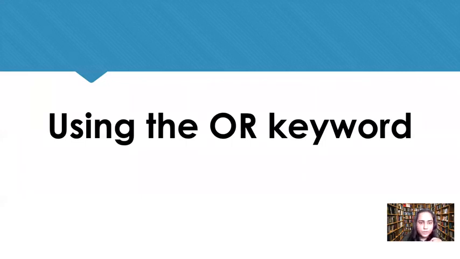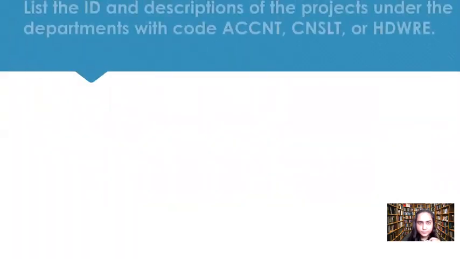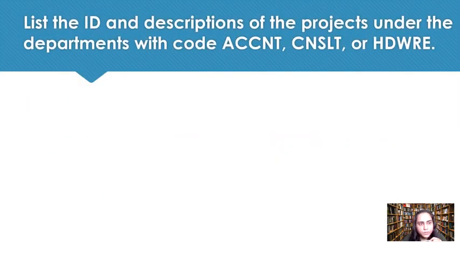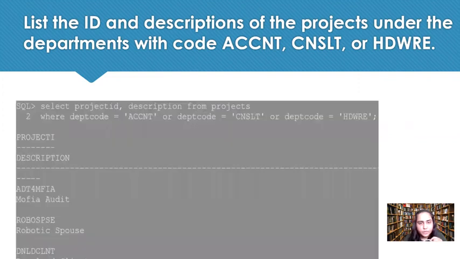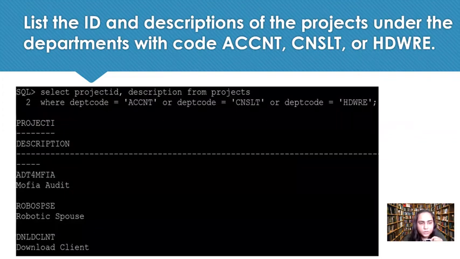Now we are going to see how to use the OR keyword within the WHERE clause. So this is the question. List the ID and descriptions of the projects under the departments with code ACCNT, CNSLT, or HDWRE. This can be written in this manner.